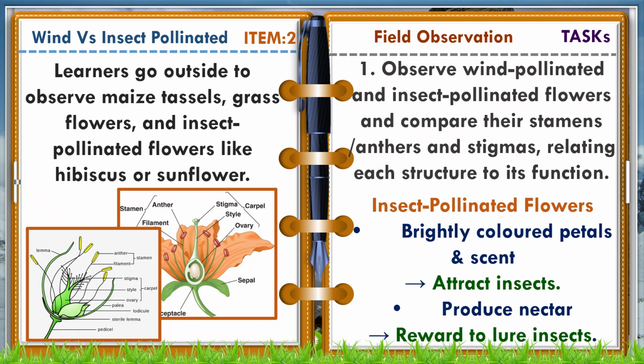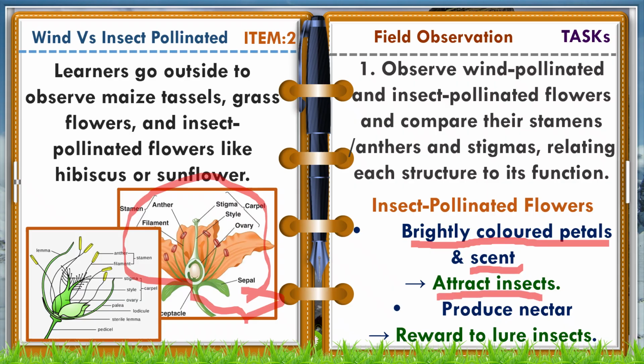We are still on insect-pollinated. We are saying they have brightly colored petals and they have scent. So when you look at our insect-pollinated flower here, you see the petals are colored. And when the petals are colored, they can easily attract insects. The purpose of being colored is to attract insects.